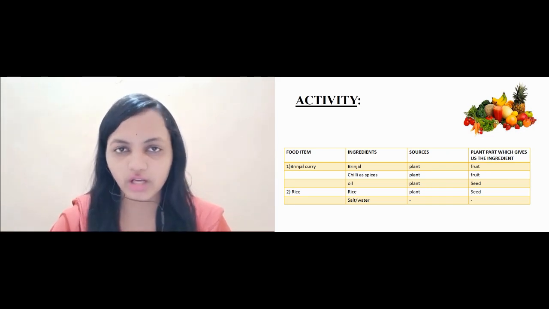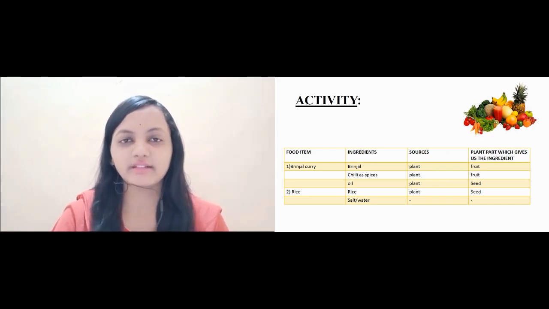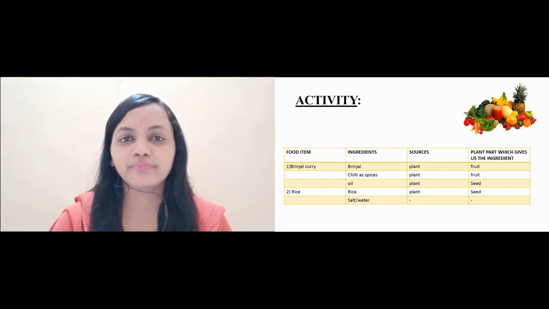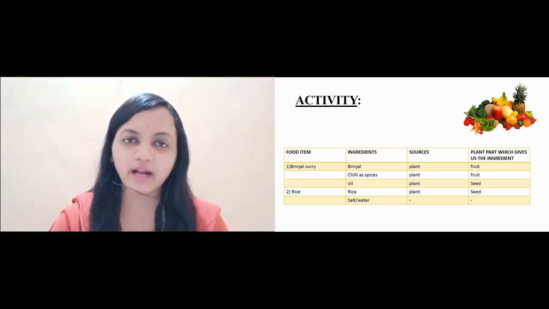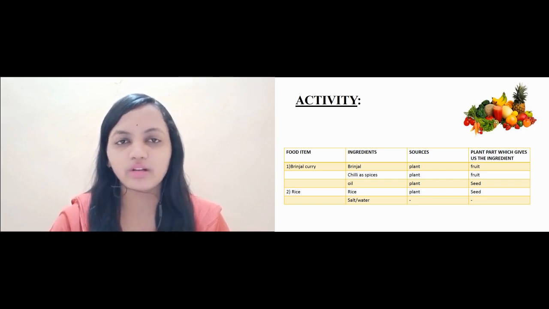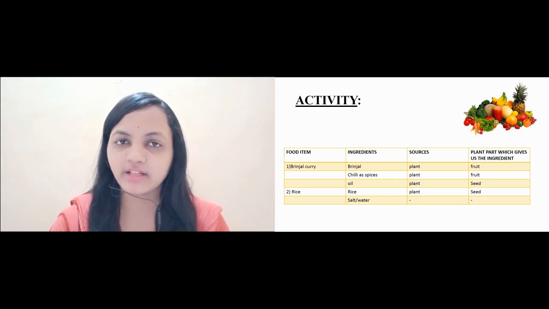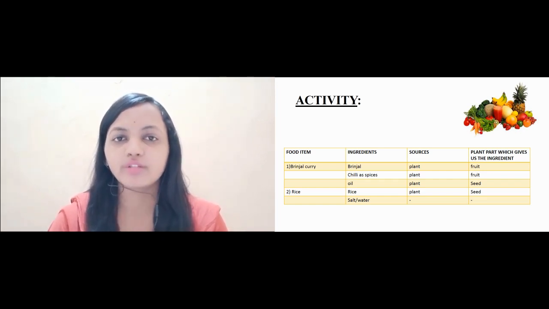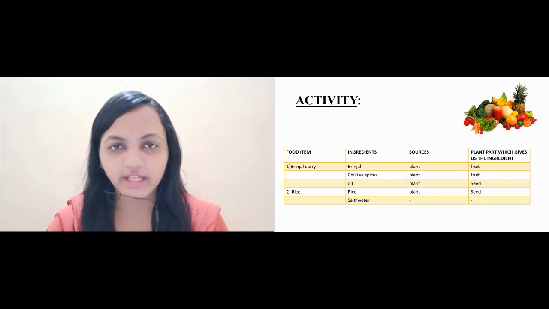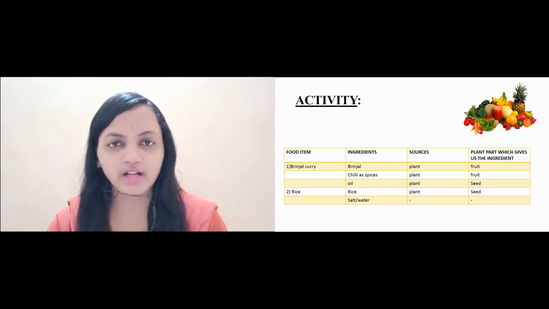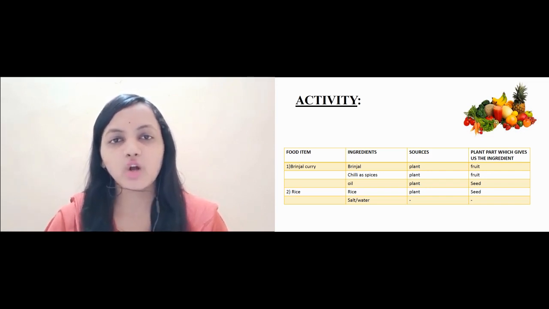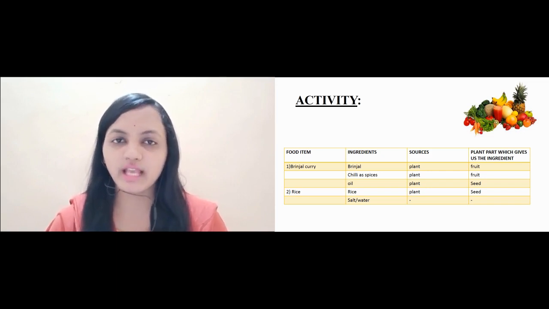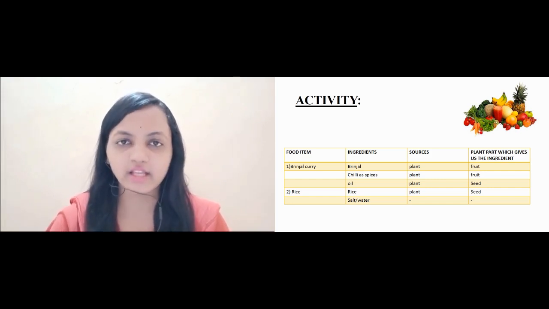Now move to the fourth column of the table. It is written there, from which plant part we have obtained the food. Either it is a fruit, or it is a seed. We are talking about the food items, their ingredients and their sources. Now we are coming to plant parts, that is, which plant part we have used, from which part of the plant the ingredient comes.